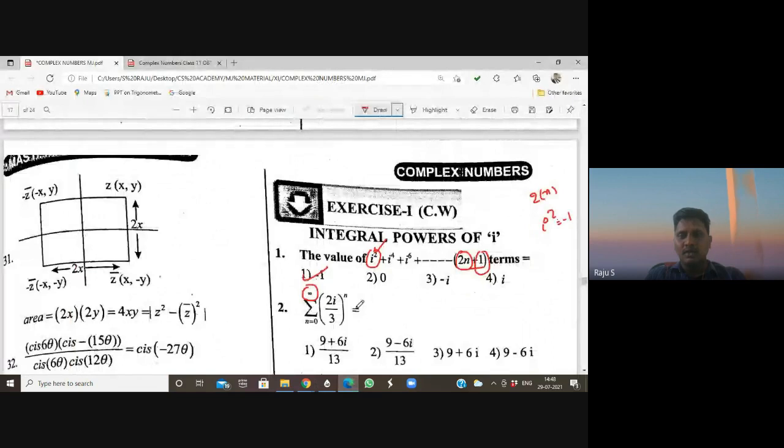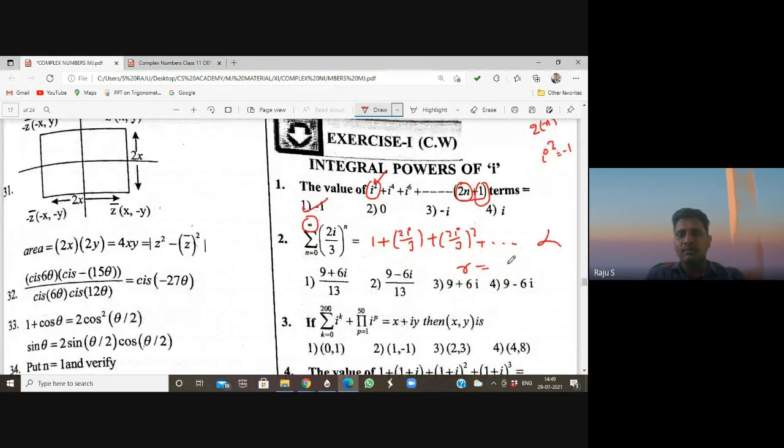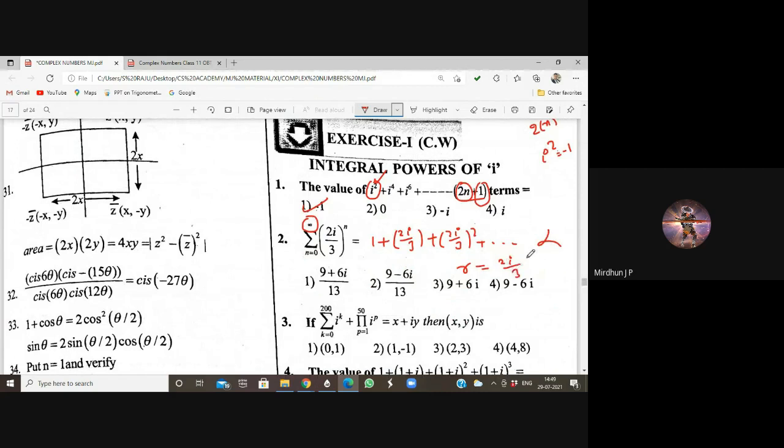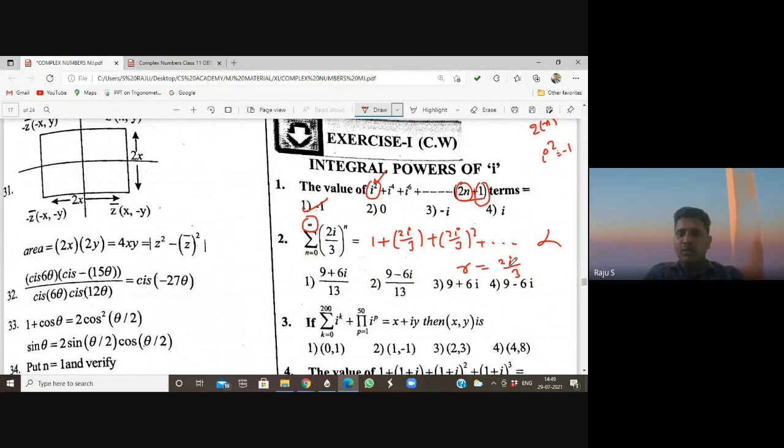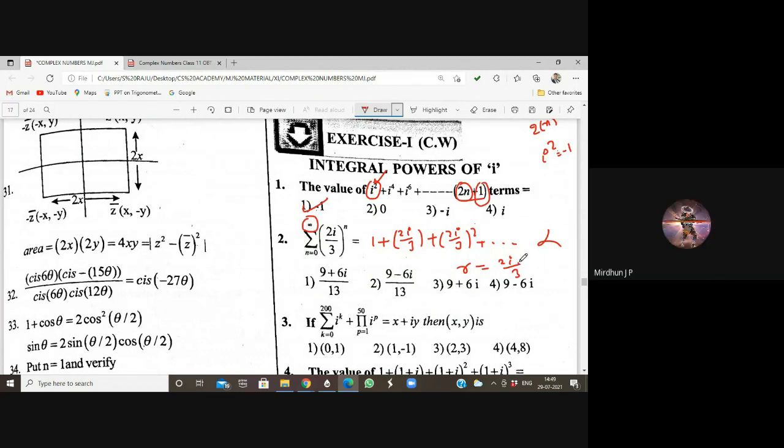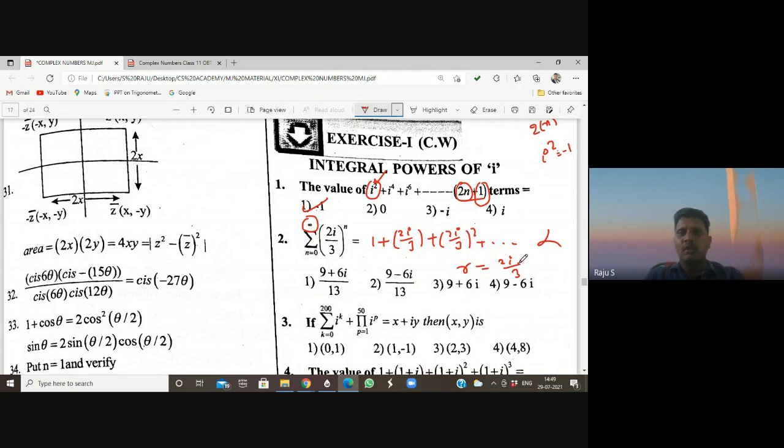So here they give an infinite series. When I substitute the n value, 1 plus 2i by 3 plus (2i by 3) whole squared, and so on till infinity. Then what is the r value here? We need to find the common ratio. The r value is clearly 2i by 3, and the first term a is 1. So for S infinity we can apply the formula 1 by 1 minus r. That's all.